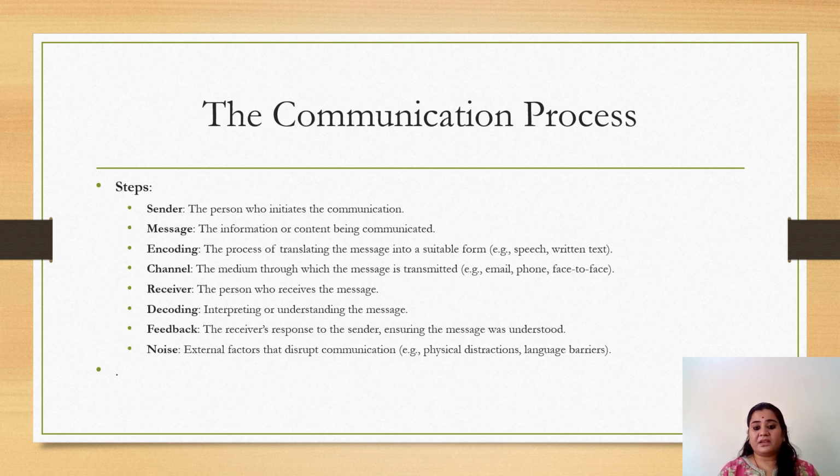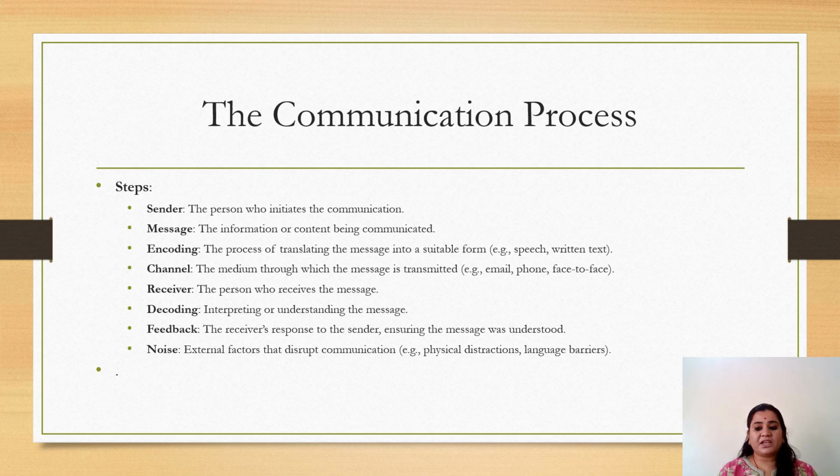Then we will discuss the communication process. There are various steps in the communication process. A sender is there. The sender is basically the individual who initiates the communication. Message is the content or the information to be communicated. Then encoding means translating the message into understandable words or symbols, some format which a person can understand. Channel is the medium used to send the message.